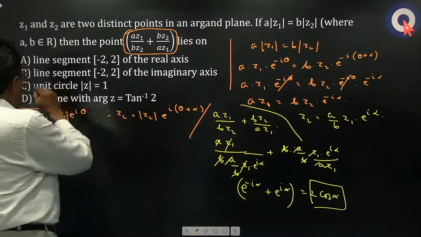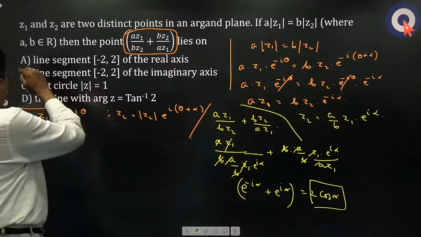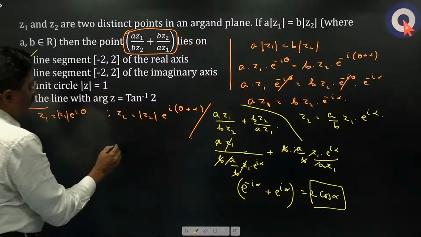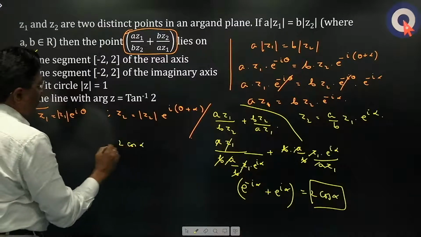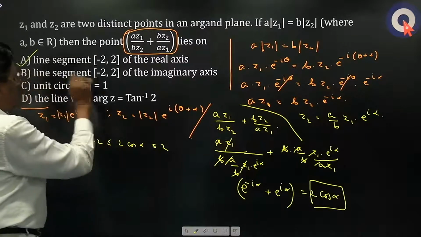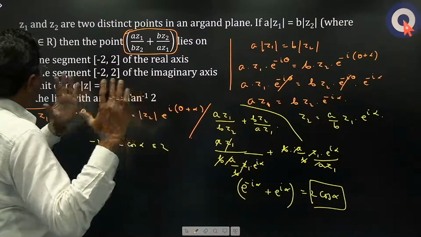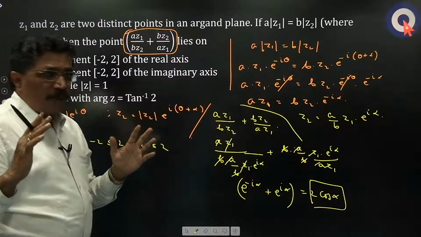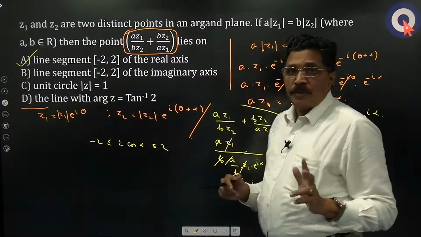So this imaginary axis, this circle, all that is not there. First option only. Now we just check the minus 2 to plus 2 thing. See, 2 cos alpha anyway lies between minus 2 and plus 2. So this is lying on the real axis, and actually the locus is the line segment in the bounded closed interval minus 2 to plus 2. So therefore option A is correct. All right.